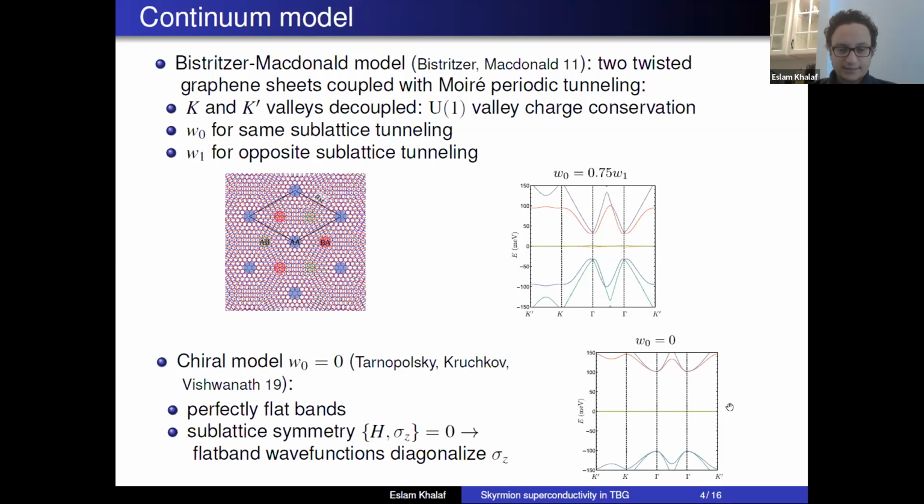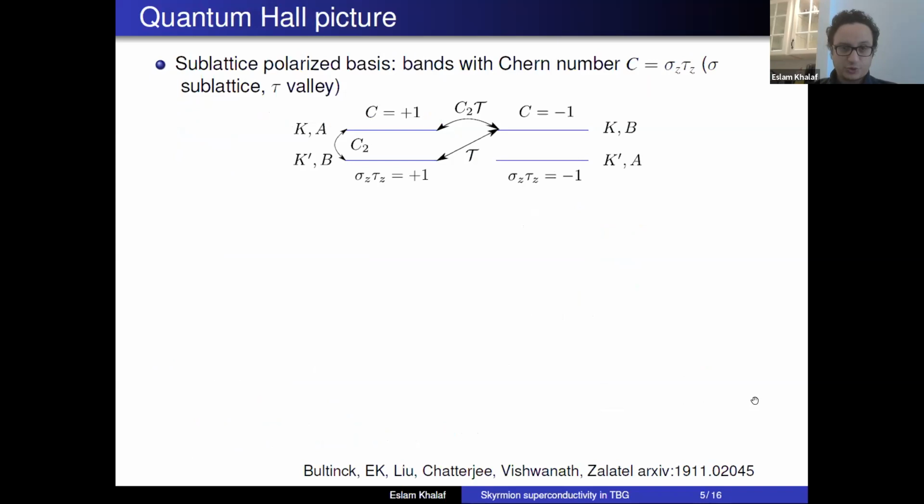Furthermore, this model has a sublattice symmetry. The Hamiltonian anti-commutes with a sigma z operator, the sublattice operator, simply because we have switched off the same sublattice tunneling, so there's no term in the Hamiltonian that connects the same sublattice. As a result, we can choose the flat band wave functions to diagonalize this operator. This means that we have the following picture. The wave functions can now be labeled by their sublattice index. And furthermore, we find that these wave functions have a Chern number.